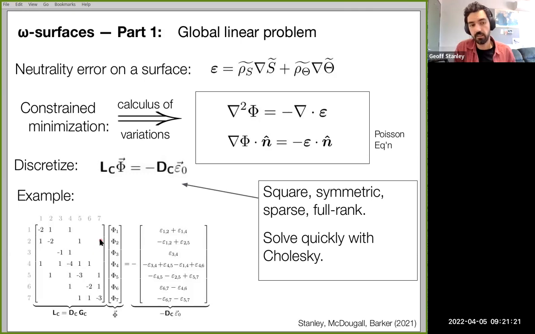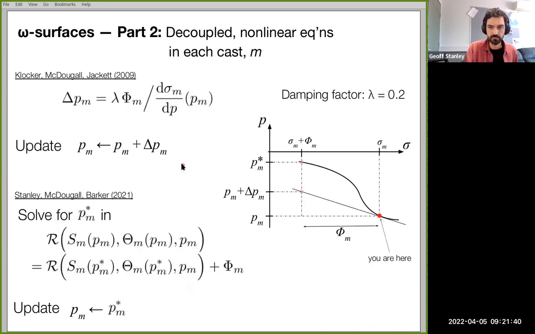The great thing here, the bonus, is that the Laplacian matrix is square, symmetric, and full rank, once we add the condition that phi is 0 at some particular point. So we can solve this more quickly using a Cholesky decomposition. I won't go into the linear algebra of that, but we'll see that that actually improves the computational complexity of the whole algorithm.